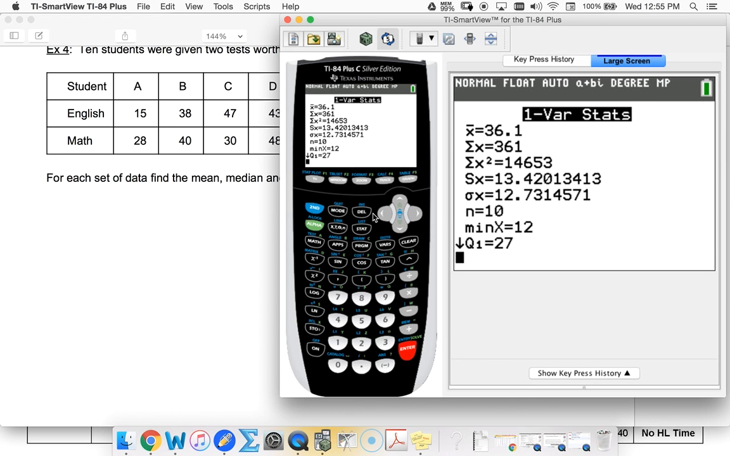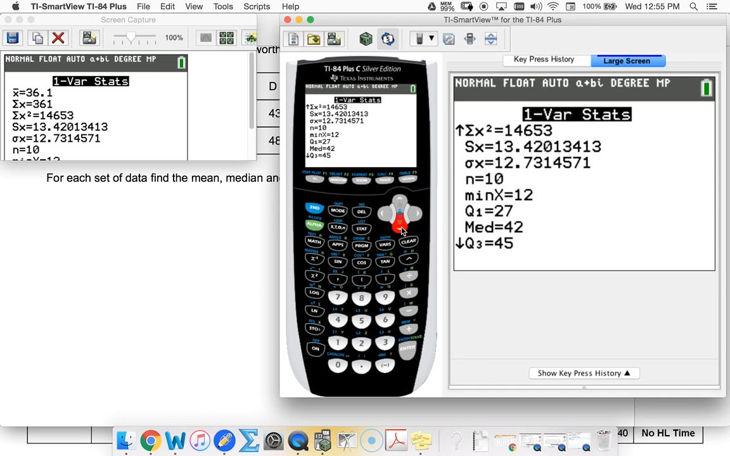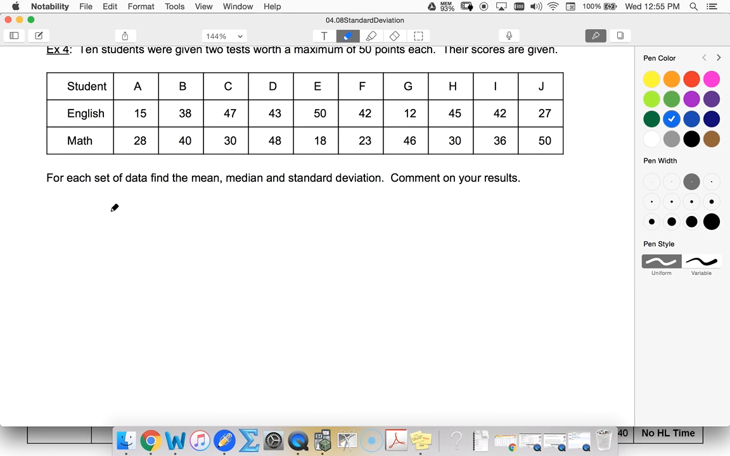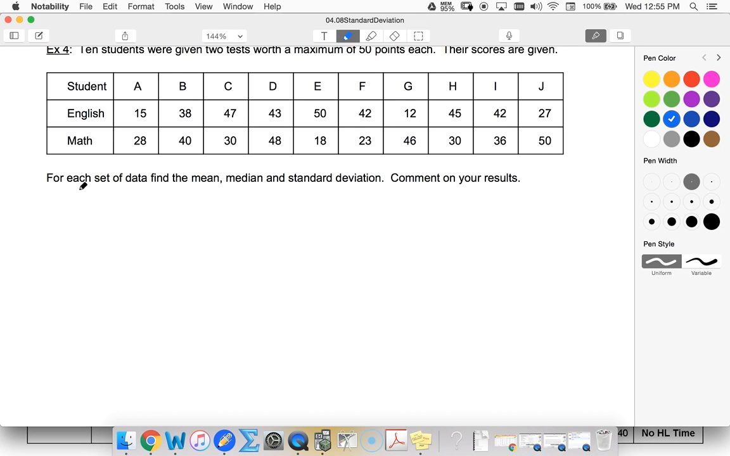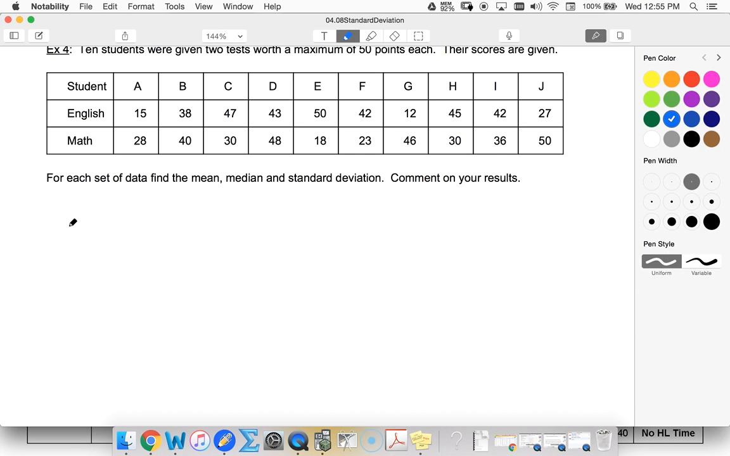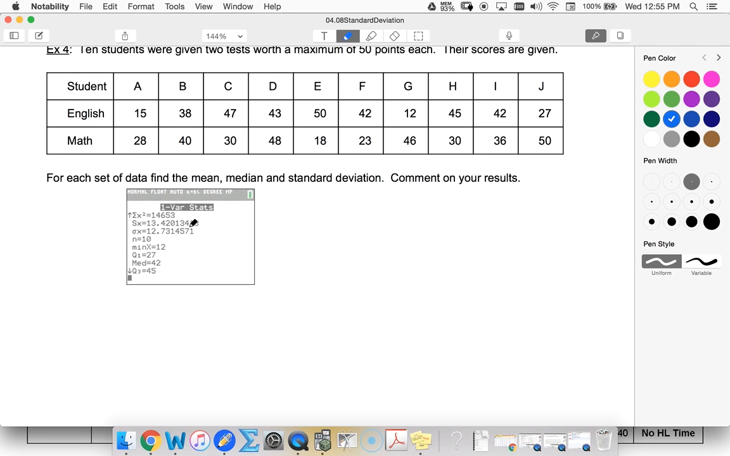Okay, so I want mean, median, and standard deviation. I can see my mean. What I can't see yet is my standard deviation. Or sorry, I see my mean and standard deviation. Now I see my median is 42. So let me copy this and we'll put it over here. Whoops. Okay, so this one had my median.